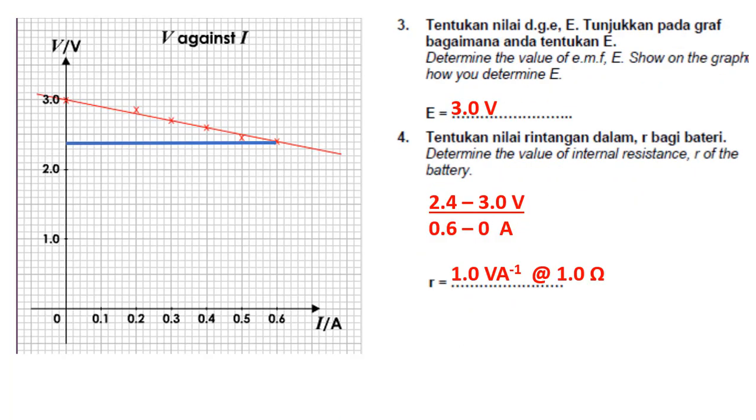Now look at what we get from the experiment. The y-intercept is 3.0 volt, which means E = 3.0 volt. And we calculate the gradient. How do we calculate the gradient? We draw the triangle. We get 3 minus 2.4, but this is negative, so we get 2.4 minus 3, divided by 0.6 minus 0. So we get -1.0 volt per ampere, or 1.0 ohm. So this is the internal resistance. Volt per ampere is ohm.